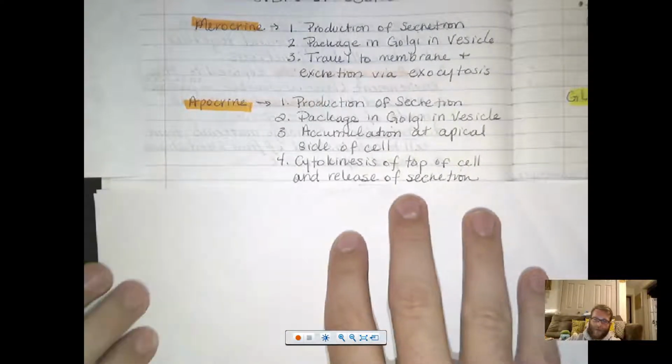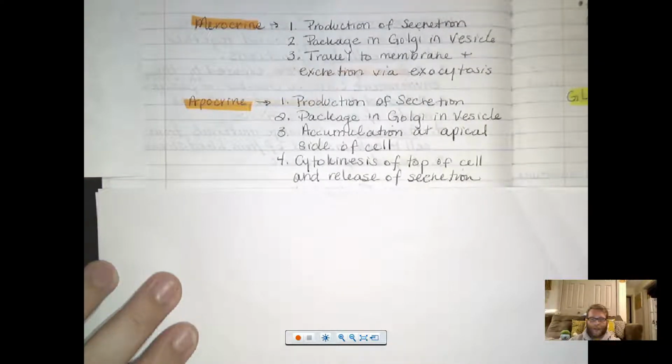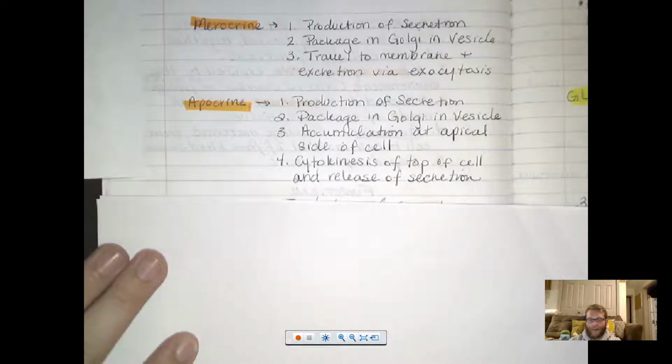So again, with apocrine, if we're talking about in the mammary tissue, it's going to go to a duct. That duct is then going to go to the nipple and release the milk. Okay, so cytokinesis is going to occur at the top, release those vesicles into the secretion, and then that material can transfer.